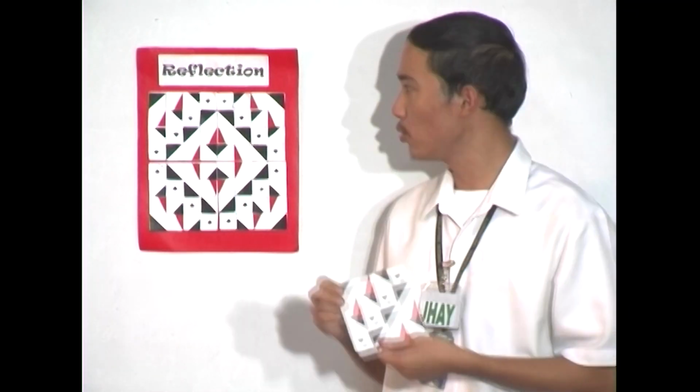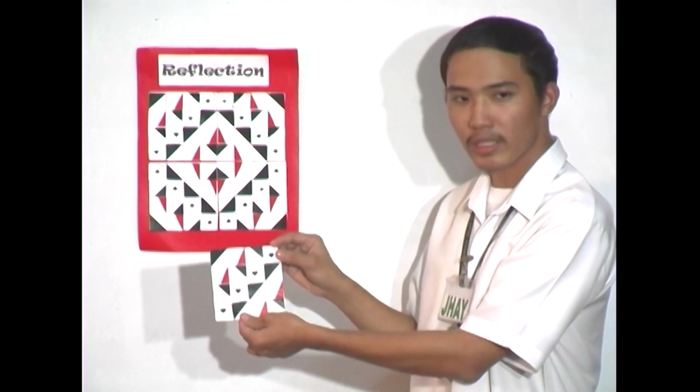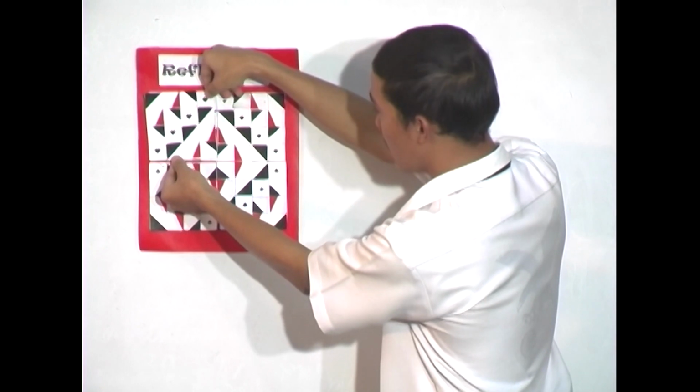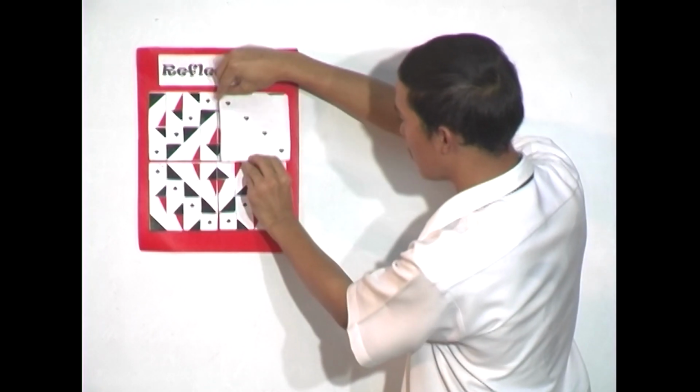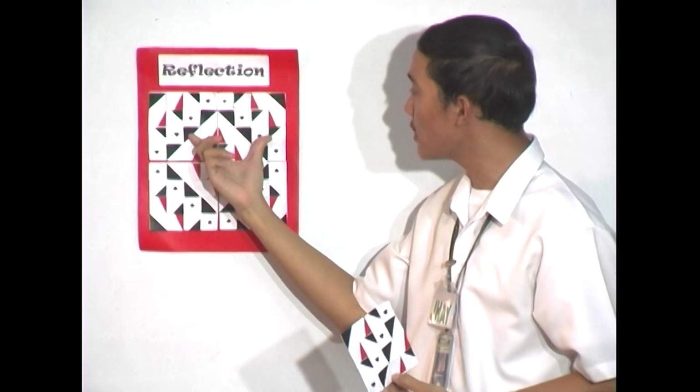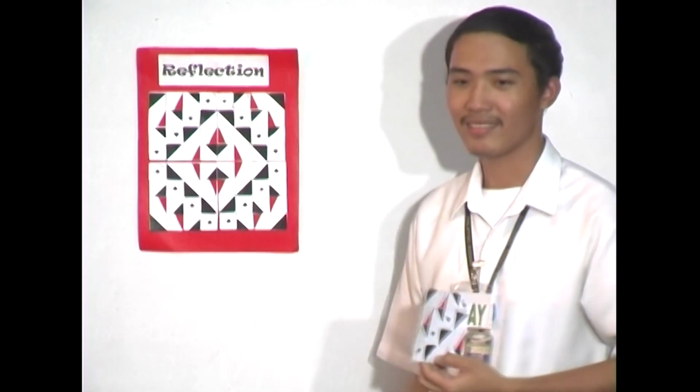Our group was assigned to do the reflection. We put this original table here, then we reflected it along the y-axis. Then we reflected both tables along the x-axis. And then we ended up with this design.